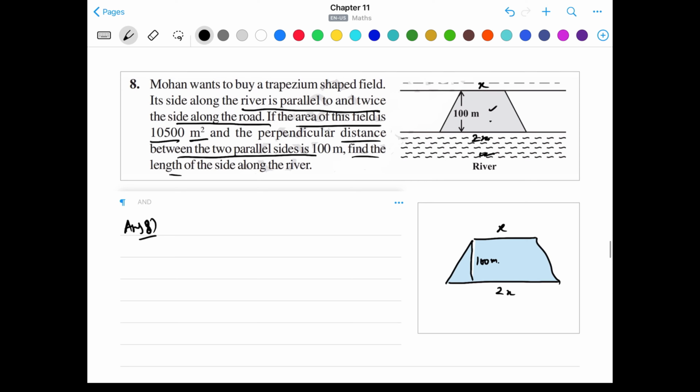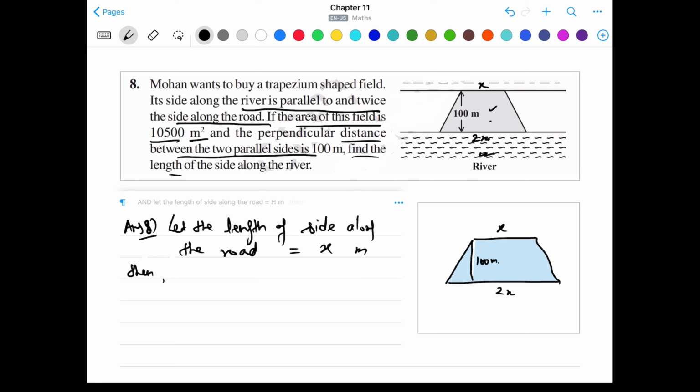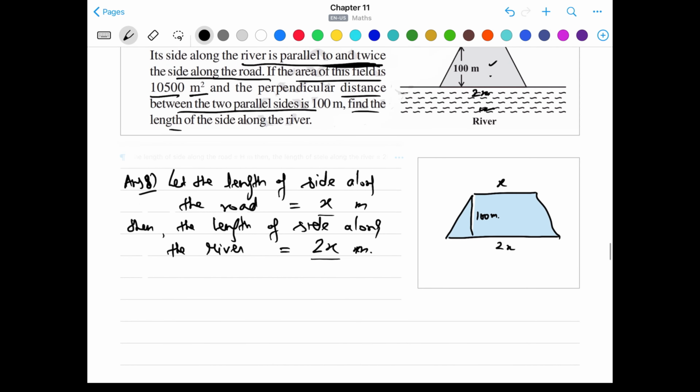What we have here is, let the length of side along the road equal x meter, then the length of side along the river will be equal to 2x meter, as it's given in the question that it is twice and parallel. So if the side along the road is x, this side along the river will be 2x.